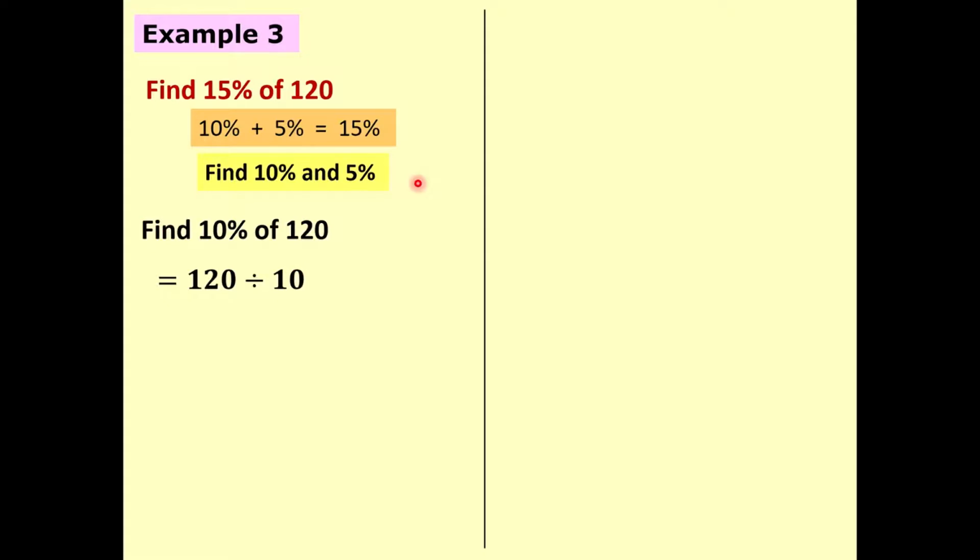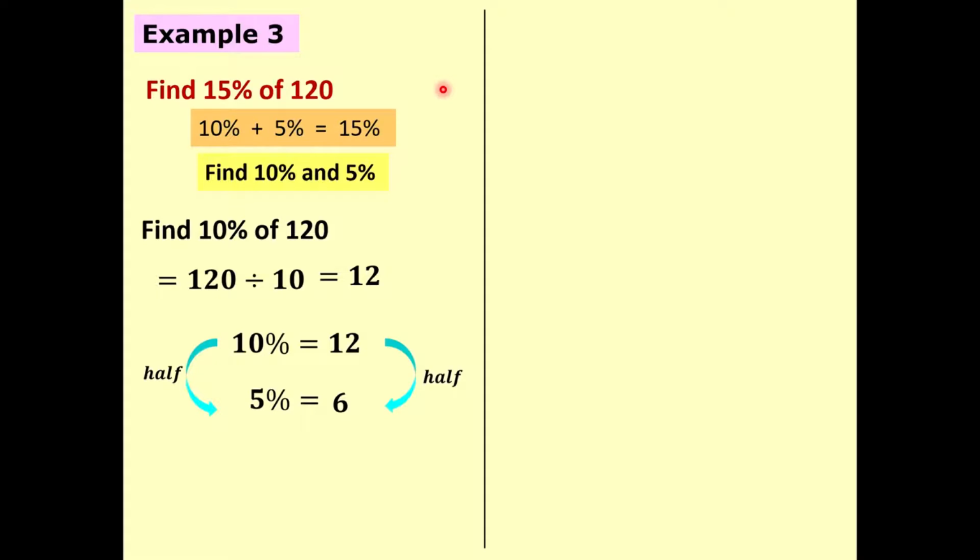We divide by 10, so 120 divided by 10 to give us 12, so that's our 10%. We also know how to find 5% because 5% is half of 10%, so we're going to half our 12 to get 6. And up at the start we said if we get 10% and we also find 5%, if we add them both together, that will give us 15%. So what we need to do to get our final answer of 15%, we need to take our 10% and our 5% and add them both together to give us 18.